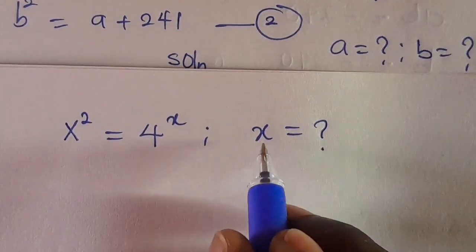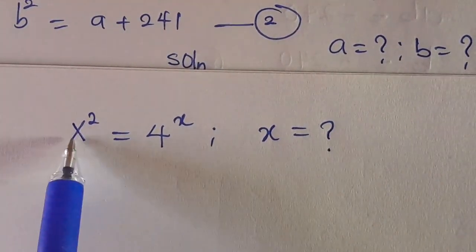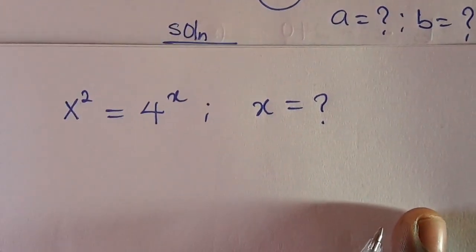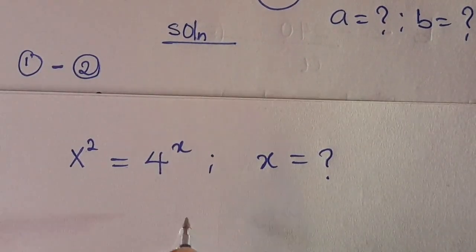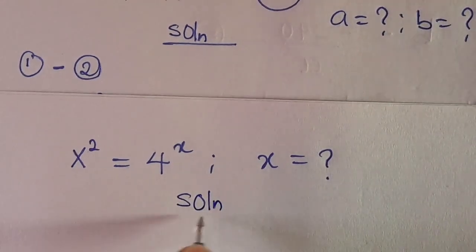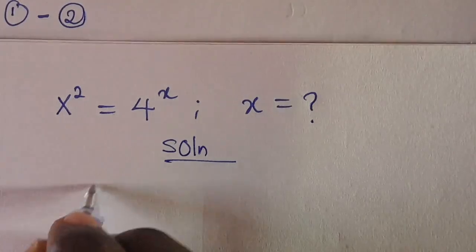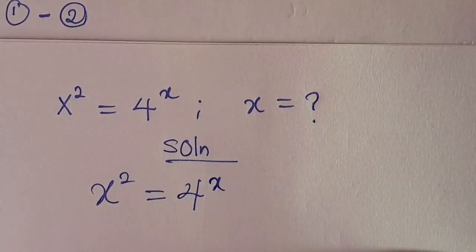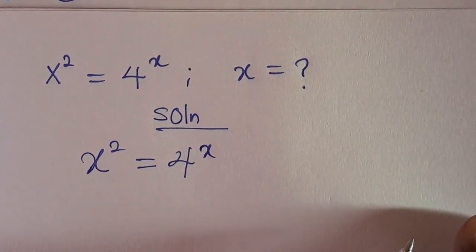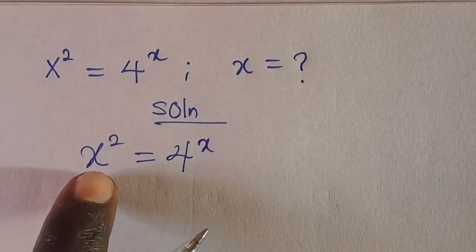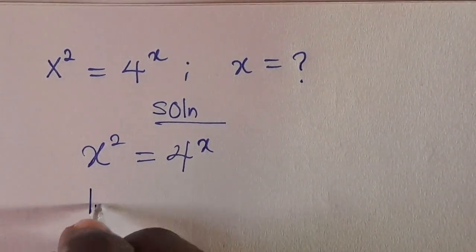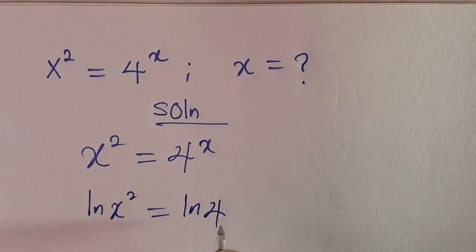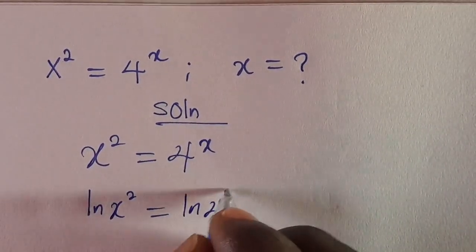Today we want to find the value of x given that x to the power of 2 equals 4 to the power of x. So guys, let's get to the solution. From here we have x to the power of 2 equals 4 to the power of x. Now let us introduce natural log to this side and this side. We have ln of x to the power of 2 equals ln of 4 to the power of x.